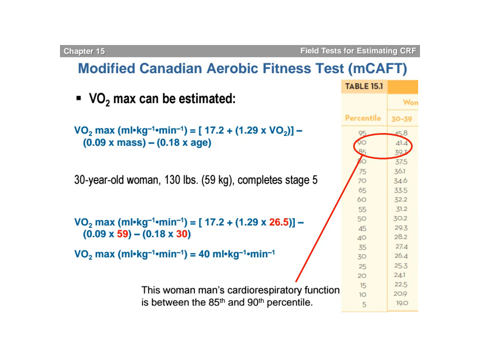And then we look at table 15.1, and we say, okay, where's 40 milliliters per kilogram per minute? Okay, it's between the 85th and 90th percentile. So she's actually very fit.